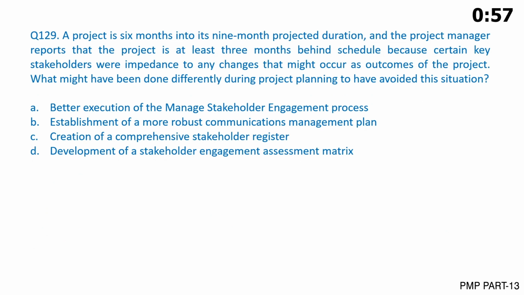A project is 6 months into its 9-month projected duration, and the project manager reports that the project is at least 3 months behind schedule because certain key stakeholders were impediments to any changes that might occur as outcomes of the project. What might have been done differently during project planning to have avoided this situation?